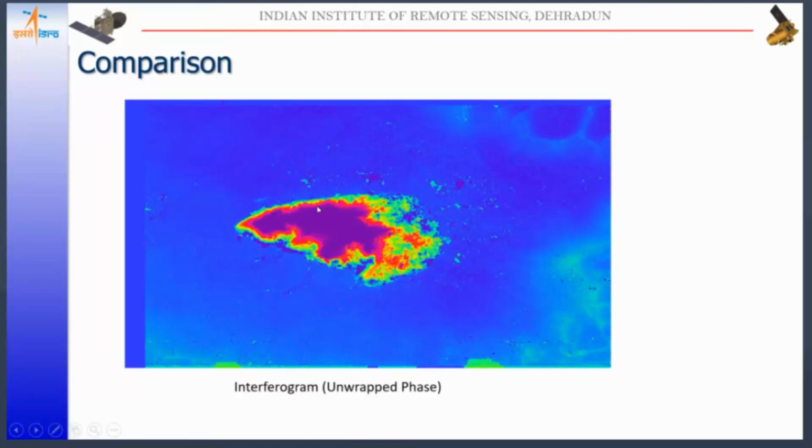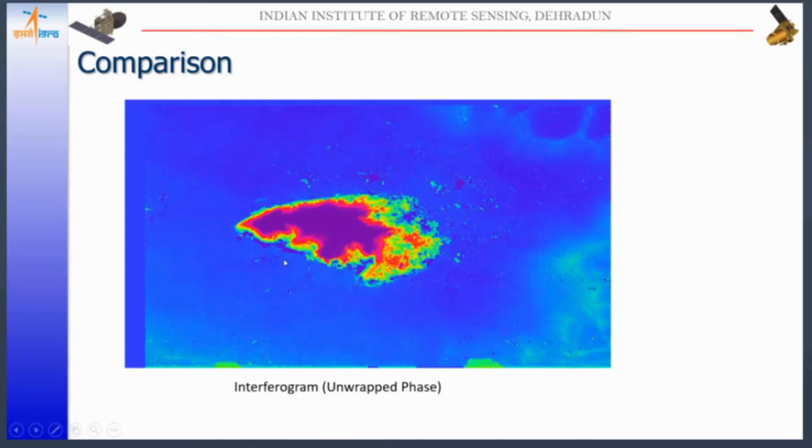So what have we done in these processes? We have co-registered the images. Then we did the complex conjugate multiplication and formed the interferogram. Because the interferogram also contains the earth phase, we subtracted the earth phase. After that, it is called the flattened interferogram.